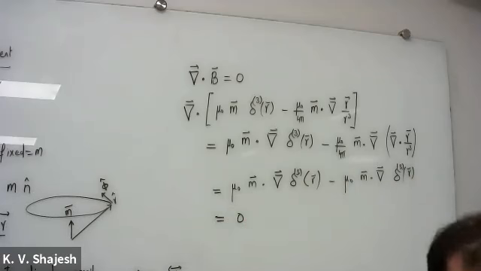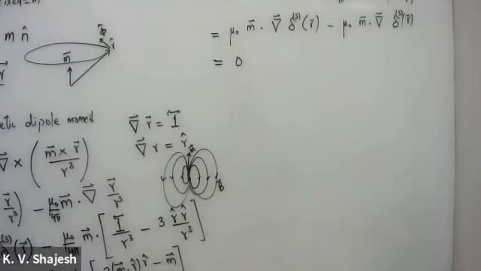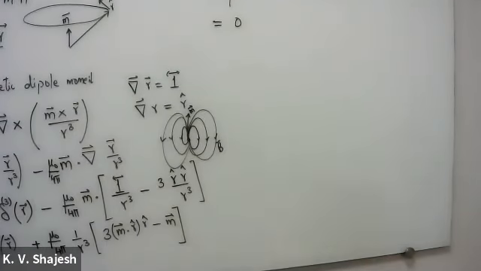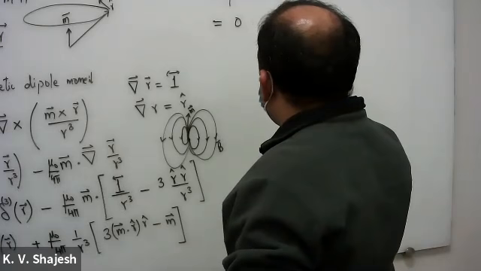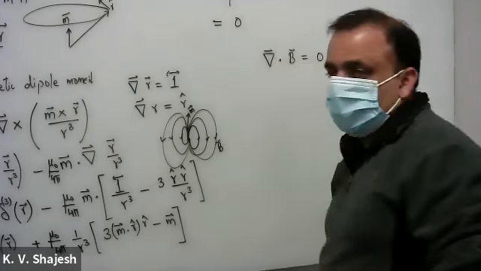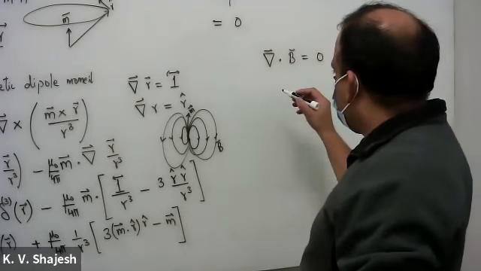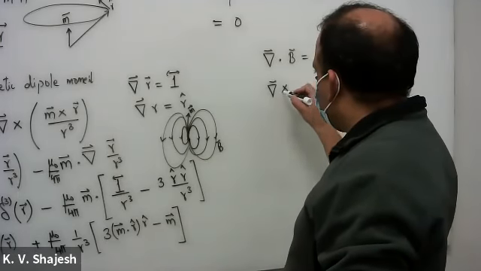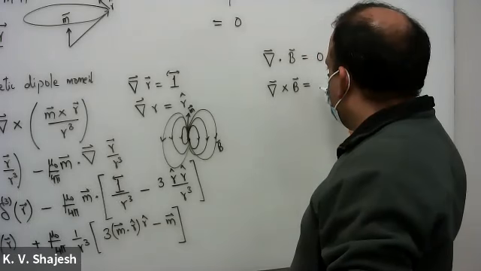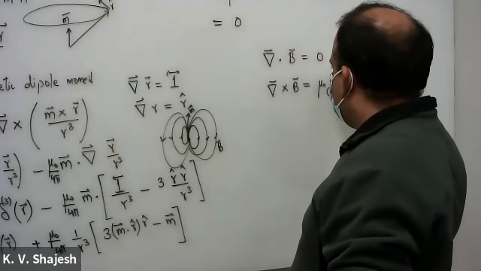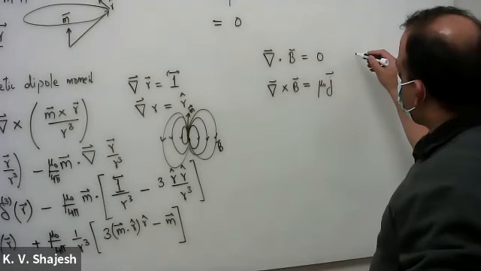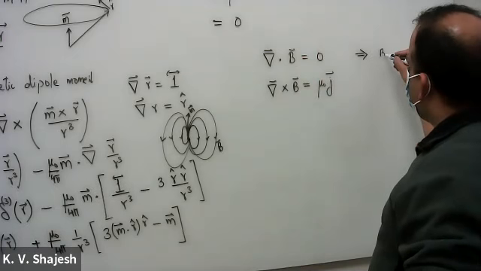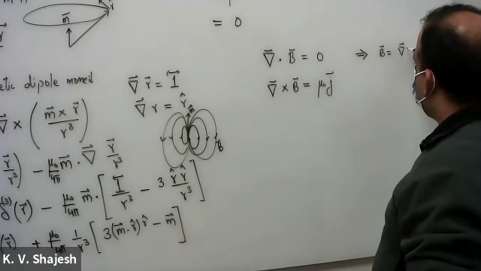There is also one more thing we should verify while we are doing all this. Remember that magnetostatics involves a few things. First, the divergence of the magnetic field is 0. That's one of Maxwell's equations in magnetostatics. The second is that del cross B is equal to mu naught times J. And the third is that this implies B is equal to del cross A.